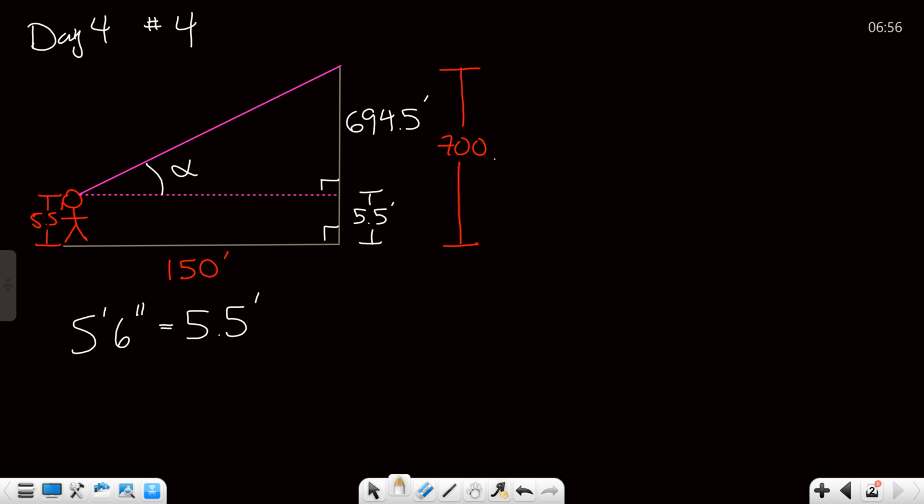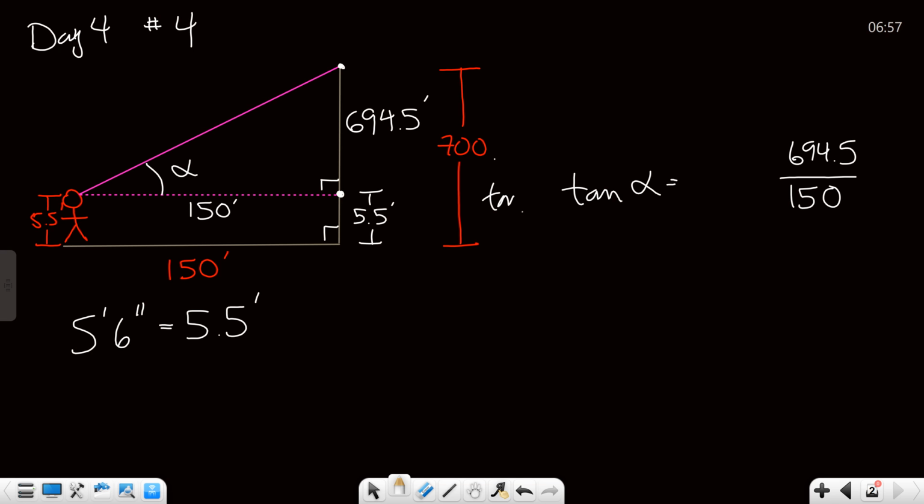5.5 feet off the ground, then this distance from the top of the mountain to this point at the horizontal is going to be 694.5 feet. And we're going to solve that right triangle. If the bottom is 150 feet, this is also 150 feet because it is a rectangle. Therefore, we get a tangent equation. The tangent of alpha is equal to 694.5 over 150. You'll see I left a gap there.